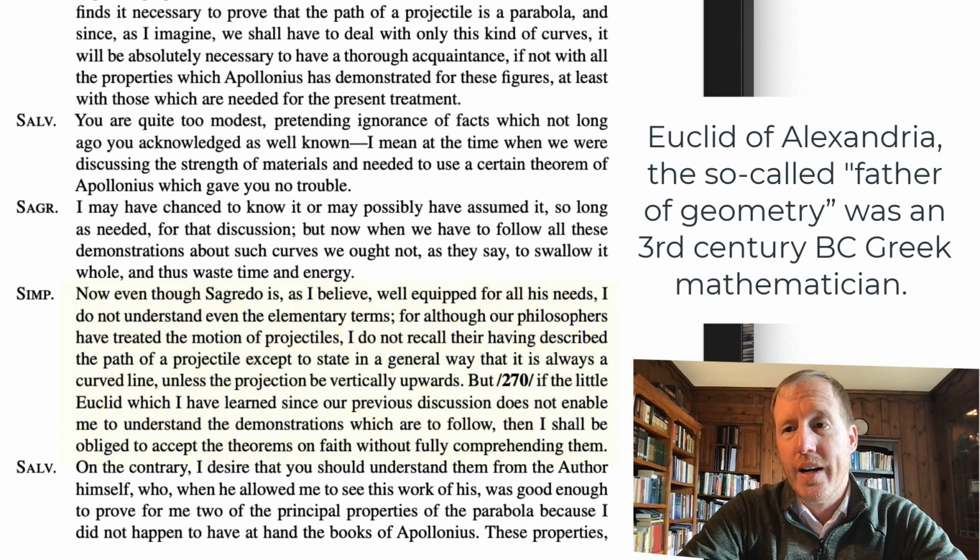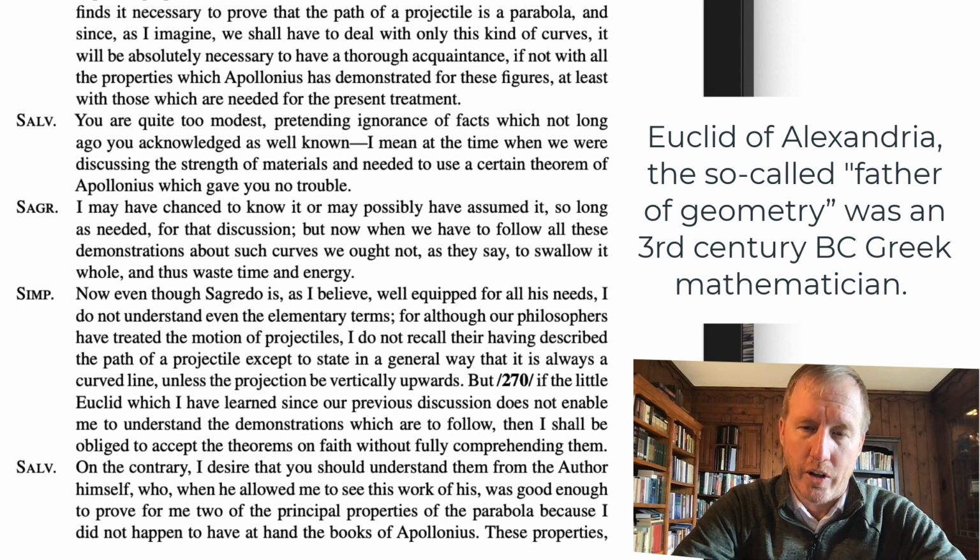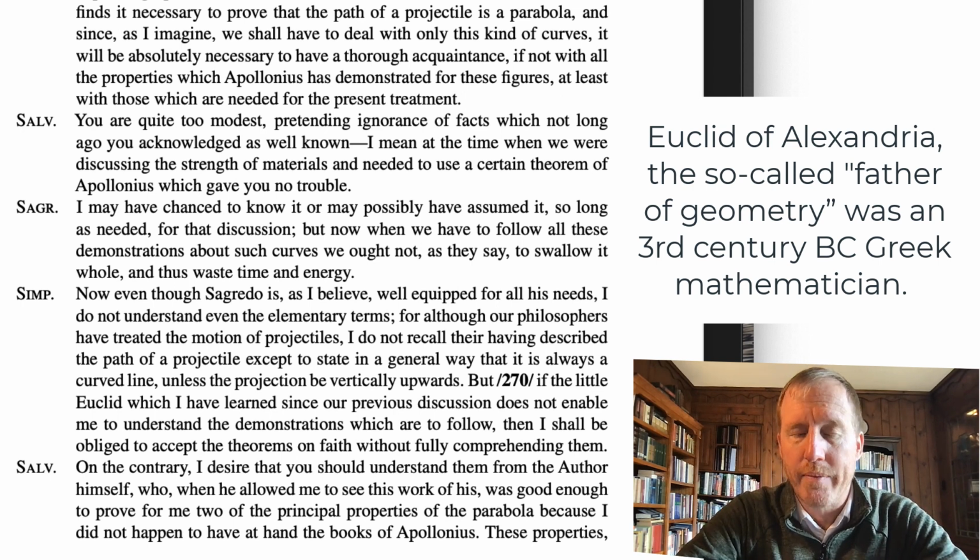So he says, now, I've studied a little bit of Euclid. You might remember Euclid is another Greek geometer. And ever since we've been having these discussions, I've gone back and read some Euclid. But I'm going to be lost if we don't get a better handle on the conic sections in Apollonius.